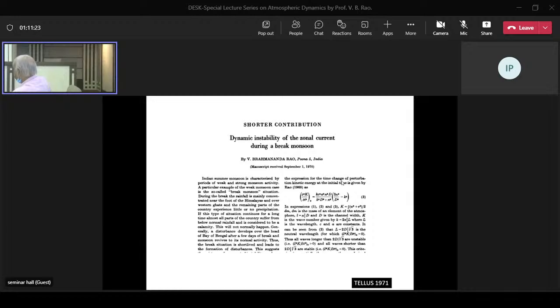So what did he do? He reduced the conservation of momentum: d by dt of u plus that equation, d by dt of v. Two equations govern it. U is what? Momentum. How? It is momentum per unit mass. Okay? U, the zonal wind, is momentum per unit mass. V is the momentum per unit mass for the meridional direction.